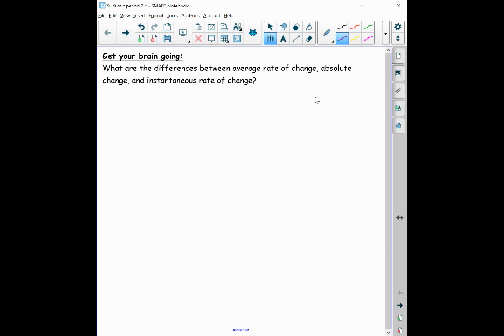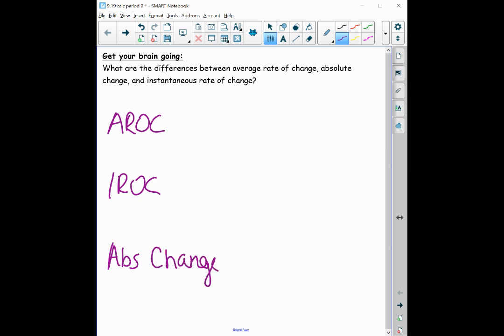So we just finished unit one, our little unit on limits. What are the differences between average rate of change, absolute change, and instantaneous rate of change? Two of those three we talked about last year. So if you remember, you can go ahead, pause me, think it over. What do you know about AROC, IROC, and what we call absolute change? Take about 30 seconds, hit the pause button, think about it, and then unpause me and I'll go over it.